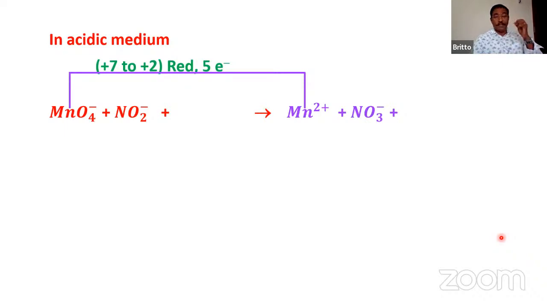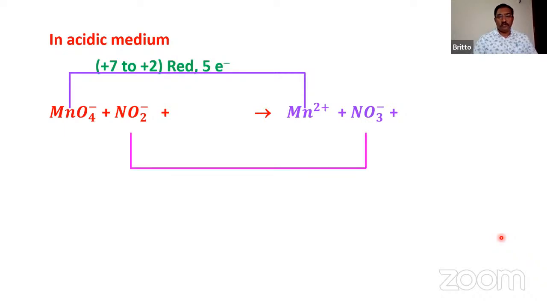Identify the oxidizing agent which is converted to its reduced product. That is identified. Similarly, identify the oxidation reaction. NO2 minus is oxidized to NO3 minus. The oxidation state of nitrogen in NO2 minus is +3. In NO3 minus it changes to +5. So it is oxidation. How many electrons? 2 electrons. If the electrons are not matched, we have to cross multiply.